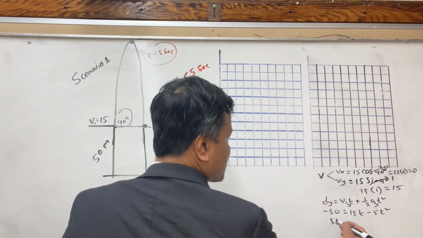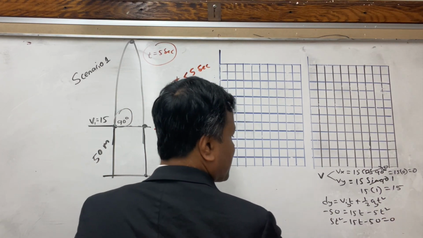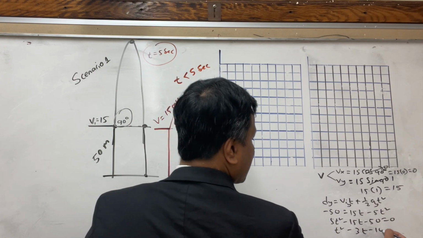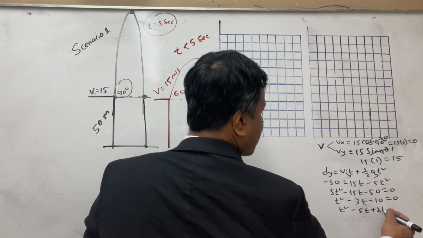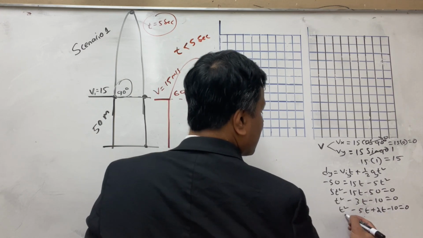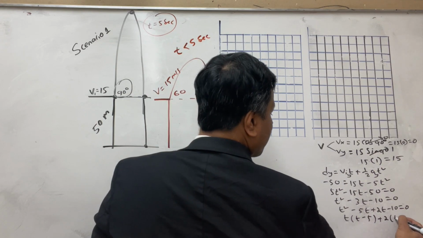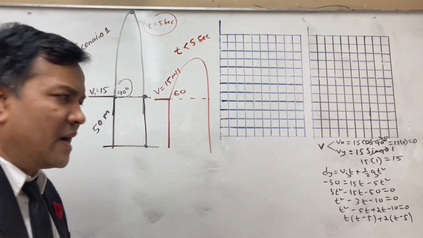So 5t squared minus 15t minus 50 is equal to 0. So you divide everything by 5. So t squared minus 3t minus 10 is equal to 0. So t squared minus 5t plus 2t minus 10 is equal to 0. So (t minus 5)(t plus 2) is equal to 0. And you see t minus 5 is 0, so t must be 5.